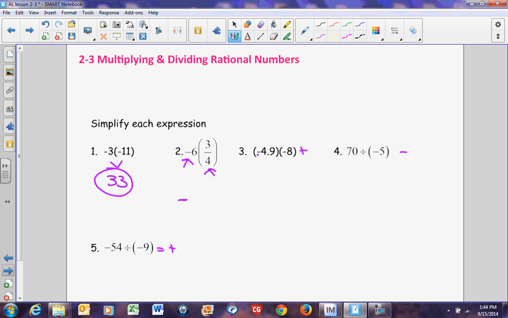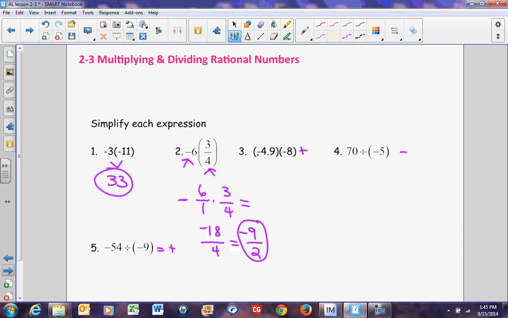Now I can actually do the math. If I multiply 6 over 1 times 3 over 4, I'm going to get -18 over 4, which I can reduce. 2 goes into 18 9 times, and it goes into 4 twice. And you can leave it as an improper fraction. You do not need to change it to a mixed number. It's much easier to leave it in this form.